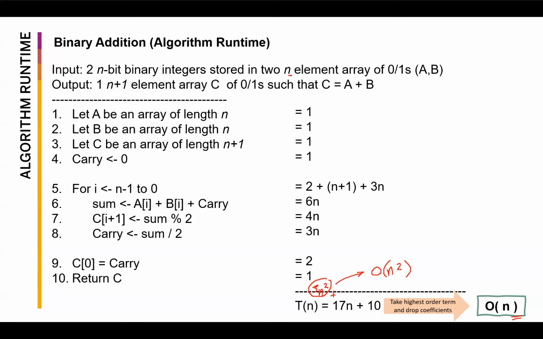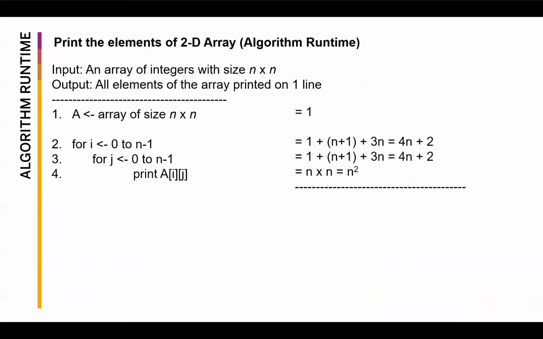Okay, let's look at a different type of code. So what if I asked you to print the elements of a 2D array? So very simple. We have an input of integers. We have an array of integers with size n of n. So it's a 2D array. Okay, and we want to print all the integers on one line. So nag-print lang siya. So we have the input here at a.